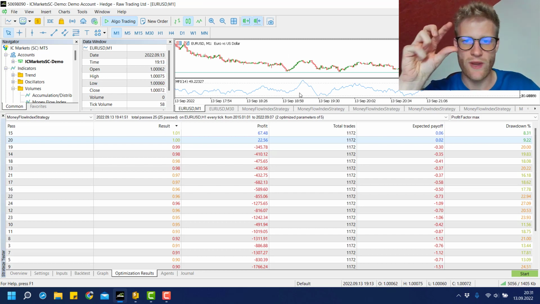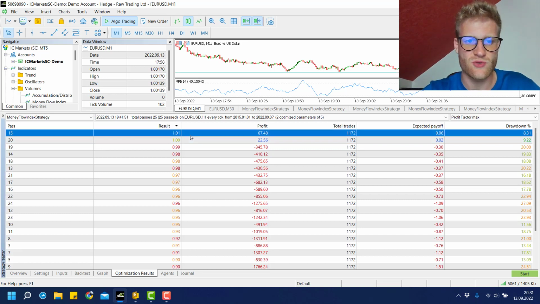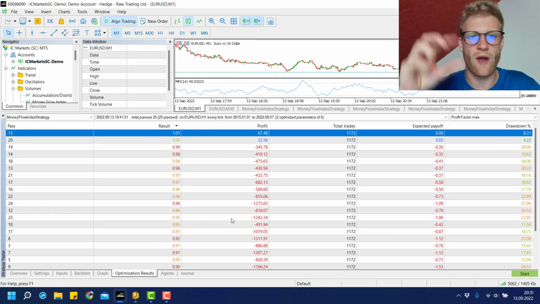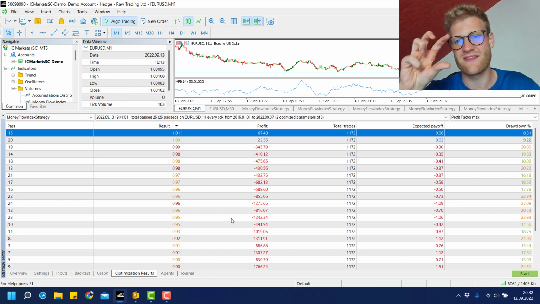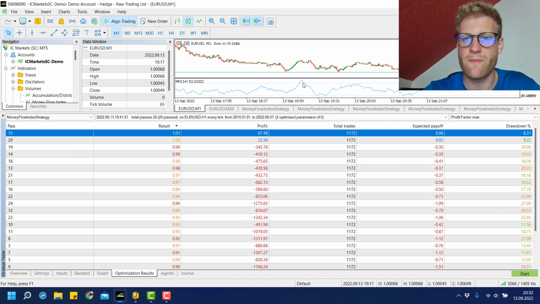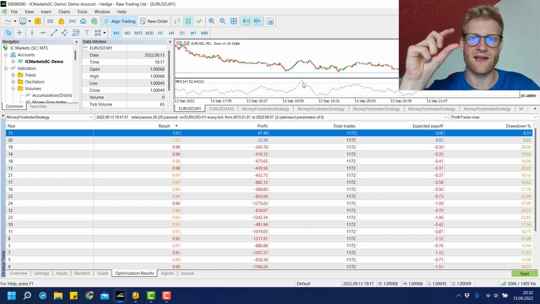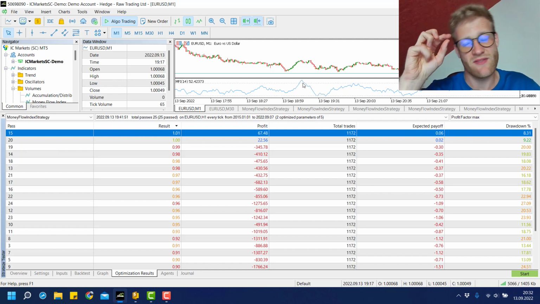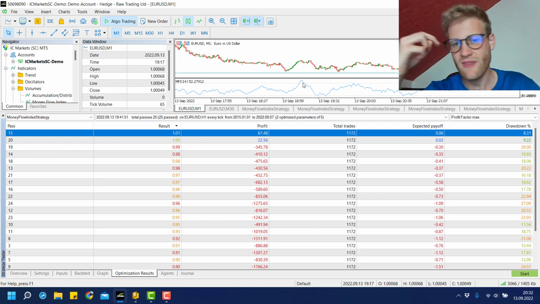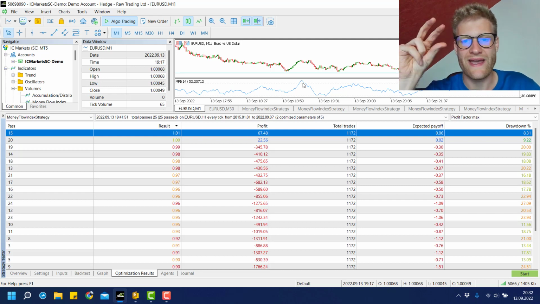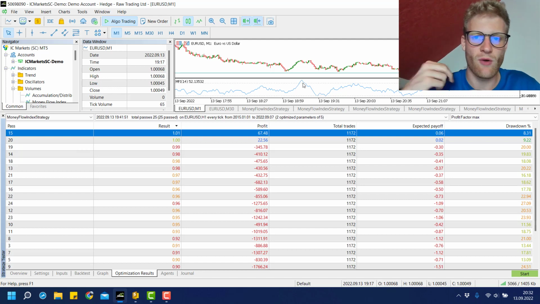the levels. So we had 80 and 20, and this was fixed for all of the 25 test runs. So I wanted to test the levels also. So maybe it would be better to test 15 and 85, because then we have fewer signals, but these signals might be better.